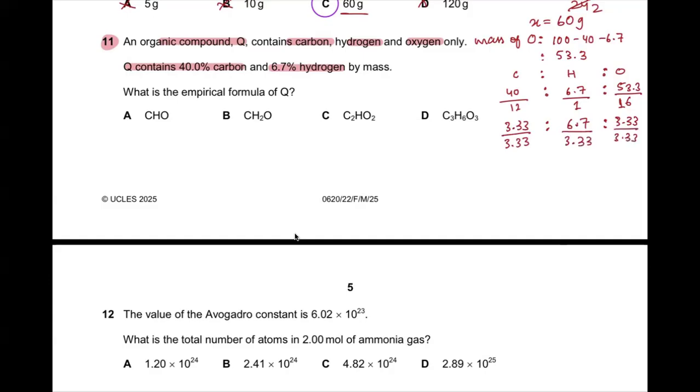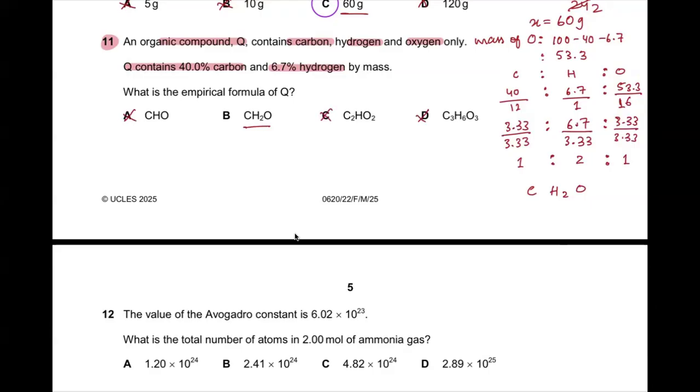So we are going to divide all with 3.33. So it is going to be 1 for carbon, 2 for hydrogen, and 1 for oxygen. So it's CH2O, which is option B. So A, C, and D go wrong.